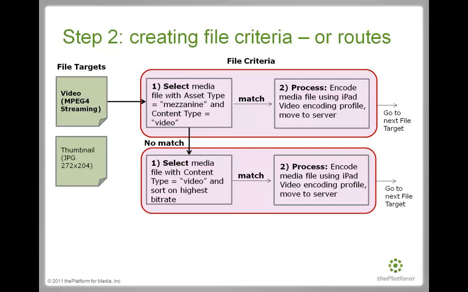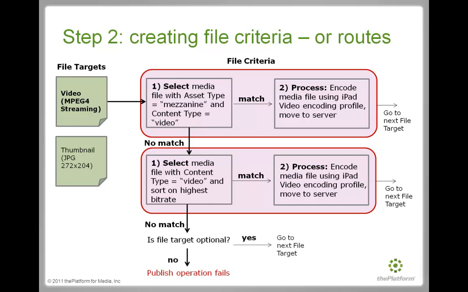However, if there was no match, and that was my last criteria, then it would check to see if the file target is optional. If the Publish system is unable to select or generate a required file target, the entire Publish operation will fail. This is a good reminder that you want to keep the profiles flexible enough to handle the possible variations in your input media. Think of the profiles as an if-then-else statement. Once one of the conditions in the criteria matches and is successful, it's on to the next file target.